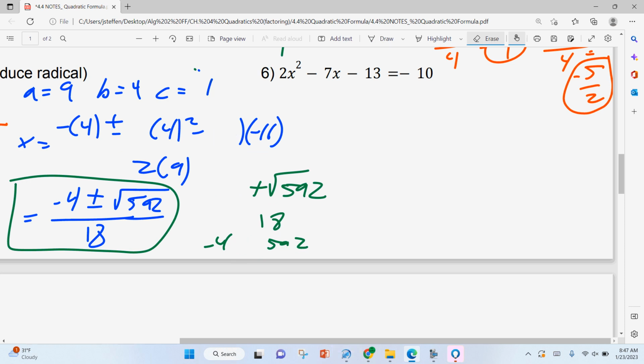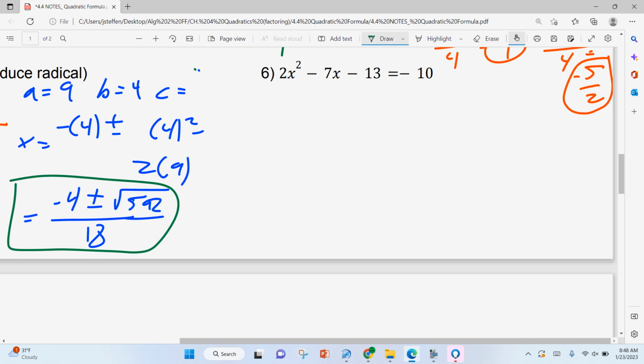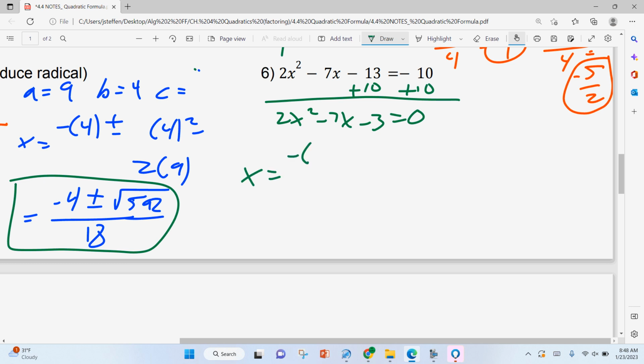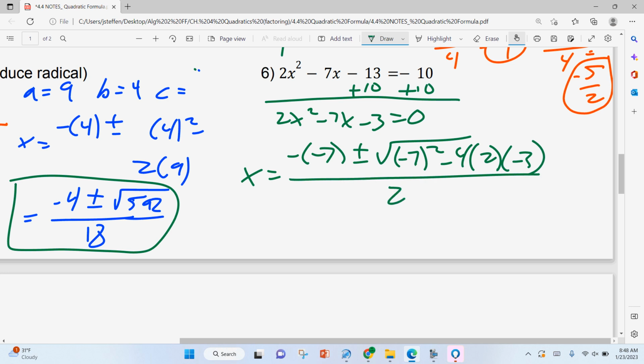So number 6, I'm going to make myself a little more room here. Again, we need to add 10 to both sides. So we end up with 2x squared minus 7x minus 3 is equal to 0. And again, now I just need to plug those in. So x is equal to negative, my b is negative 7, plus or minus the square root of negative 7 squared minus 4 times a times c over 2 times a.